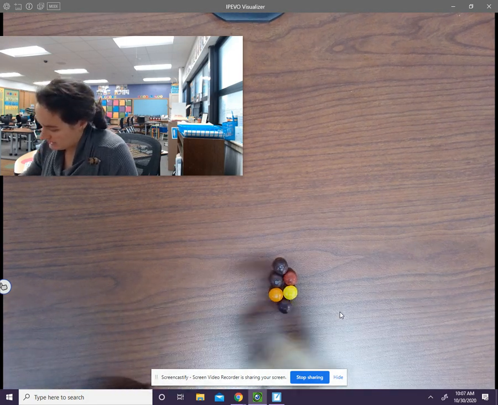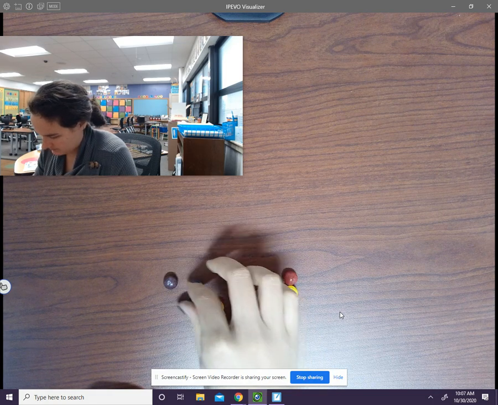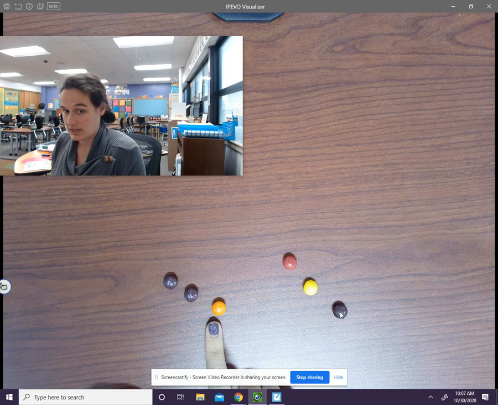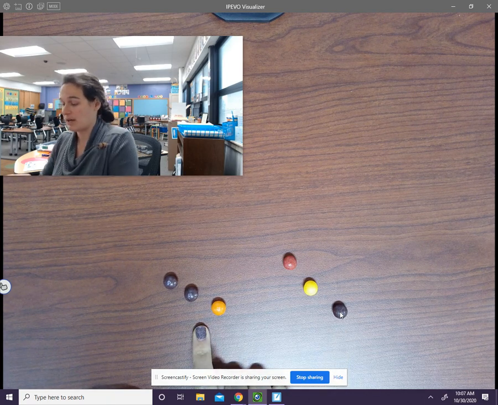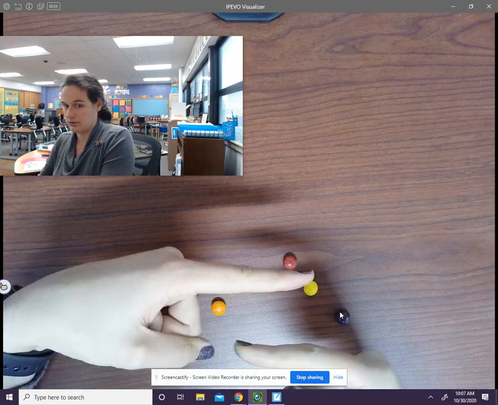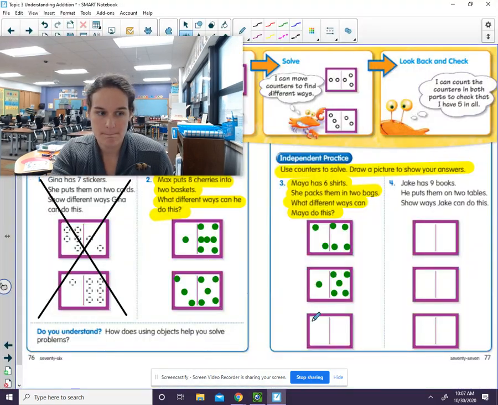What if I took 3? I put 3 in one of my bags. Well, then I'm left with another 3. So 3 and 3 is 6. Or 3 plus 3 equals 6. We'll draw that example now. So 3 and 3 is 6.